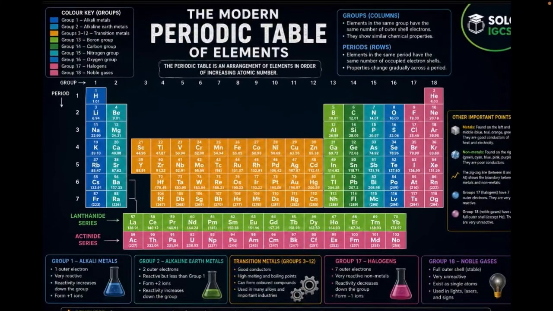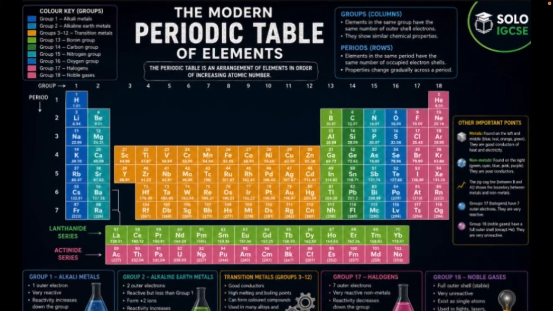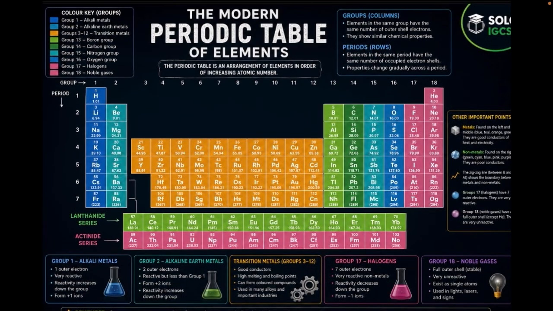First, the periodic table arranges elements in order of increasing proton number, also called the atomic number. Look at the numbers running across the top. These are groups, and there are 18 groups. Groups are the vertical columns. Now look from the top to bottom. These horizontal rows are called periods.